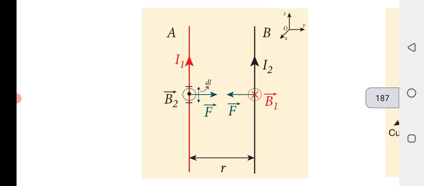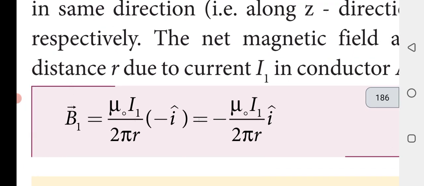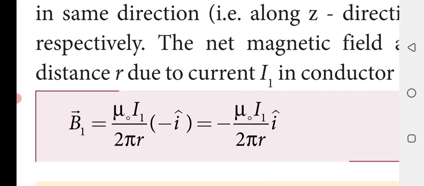Let's see the mathematical expression for the force between the two parallel current carrying conductors. First, the magnetic field produced at the conductor A when the current I1 passes through it, with the distance between the two conductors being R, is B1. B1 is equal to mu naught I1 divided by 2 pi R, the general equation for the magnetic field.